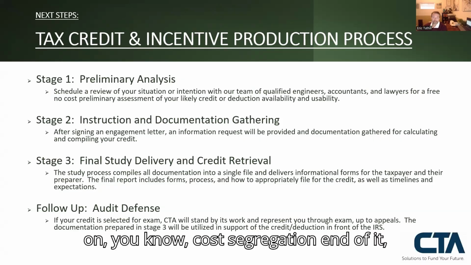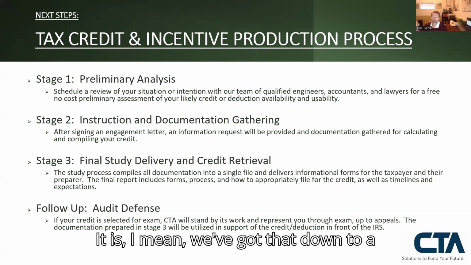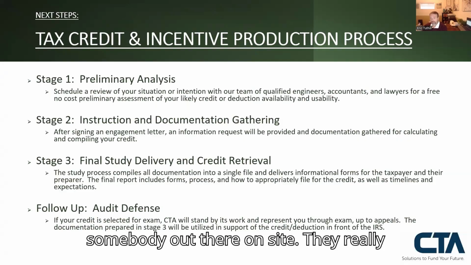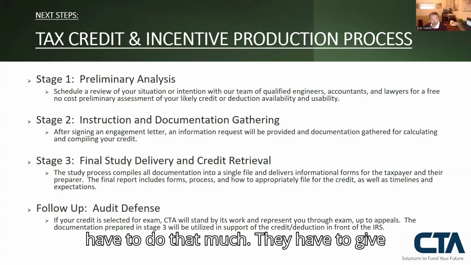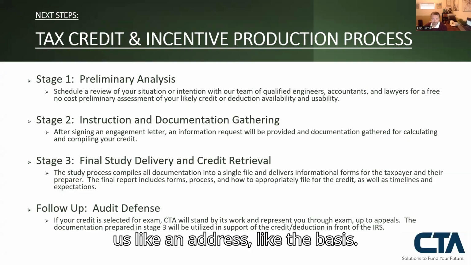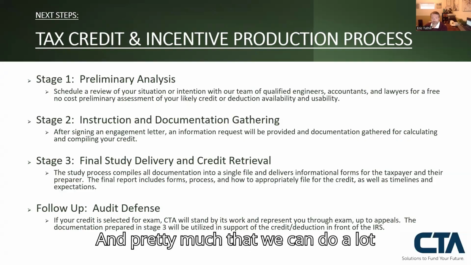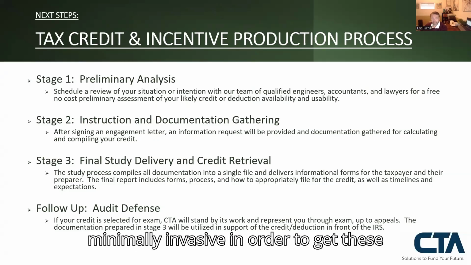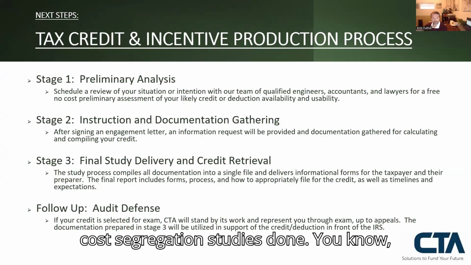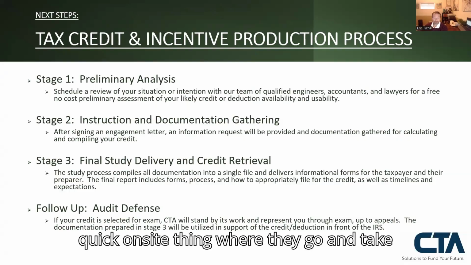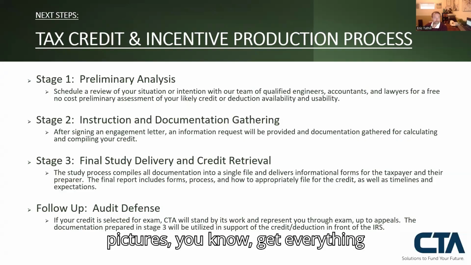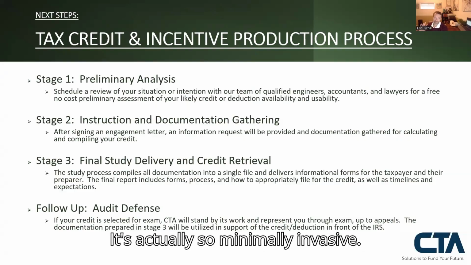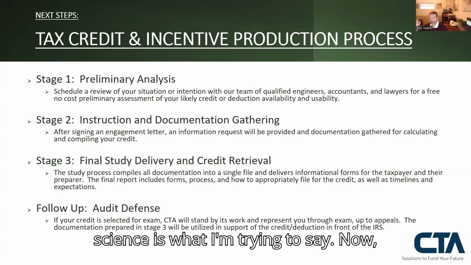And then on the cost segregation end of it, we've got that down to a science now, guys. We'll get somebody out there on site. The taxpayer really doesn't even have to do that much. They have to give us an address and the basis, and we can do a lot from there. It's very minimally invasive to get these cost segregation studies done. They just schedule a quick on-site visit where we take pictures and get everything together, and that's it. We've got it down to a really good science is what I'm trying to say.